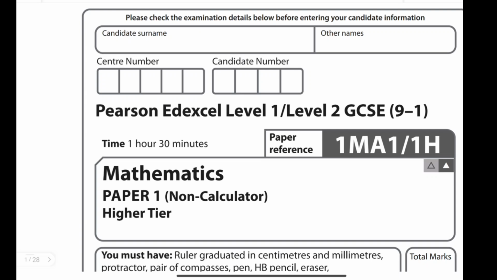Today we shall be looking at the math past paper 1 non-calculator IETF for November 2022.